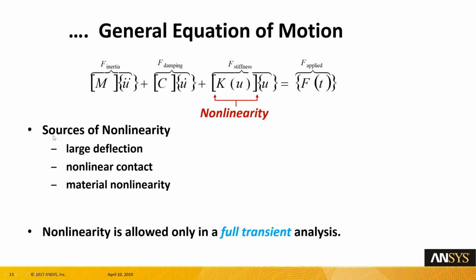And again, we discussed this, that the sources of nonlinearity are large deflection, nonlinear contacts, and material nonlinearities. And again, this is really important. Nonlinearity is allowed only in a full transient analysis. Only in a full transient analysis is nonlinearity allowed in this equation here, which, as you see, is a function of time, and the nonlinearities appear only in the stiffness matrix.